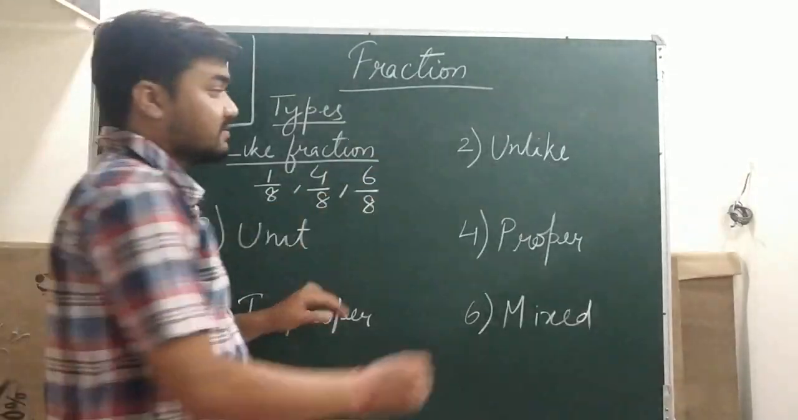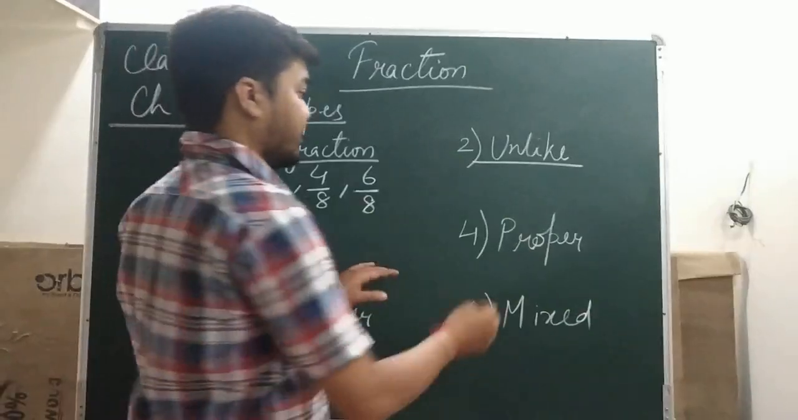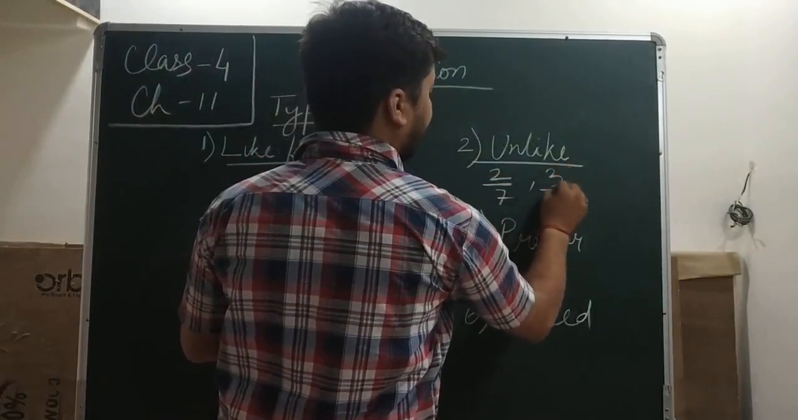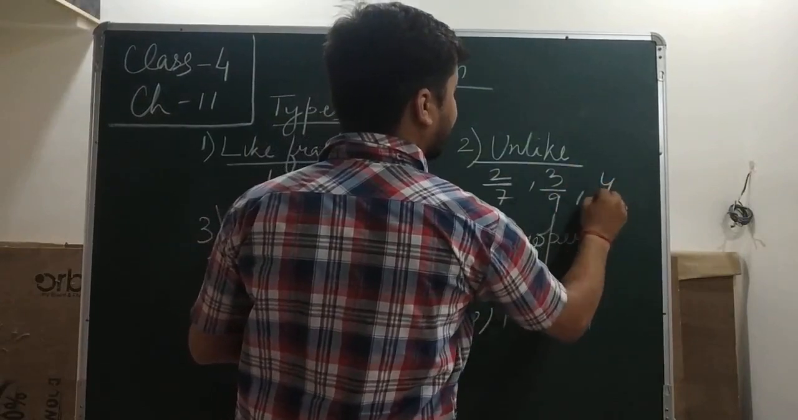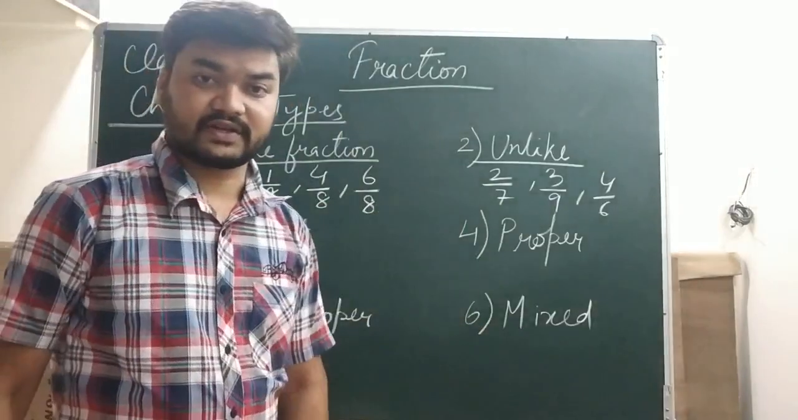Now unlike fraction: if the denominators are different, it is unlike fraction. Like 2 by 7, 3 by 9, 4 by 6. This type of fraction is unlike fraction.